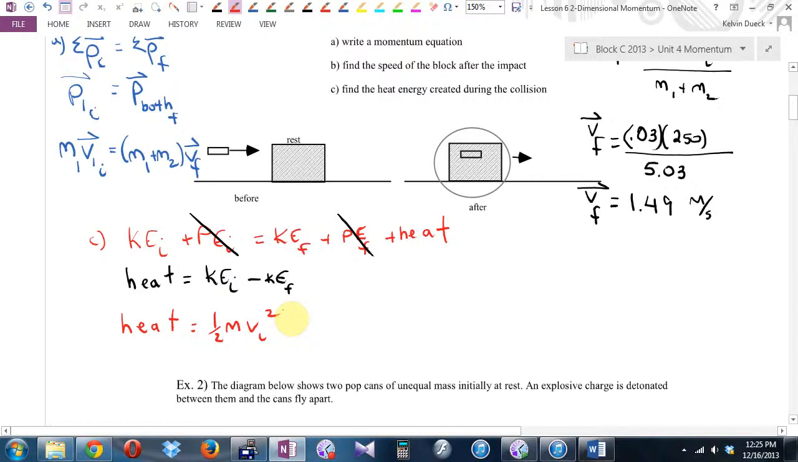Before the collision, which mass? This is going to be mass 1 minus, now the final kinetic energy, which mass? Okay, a half m both v final squared.